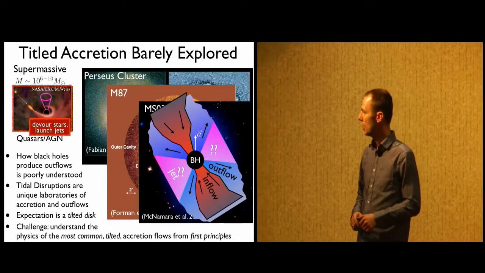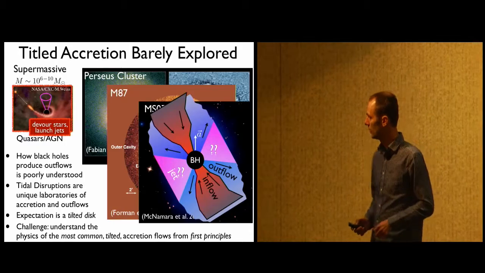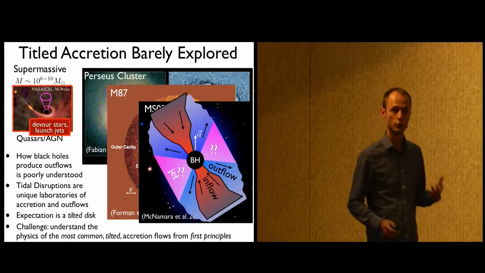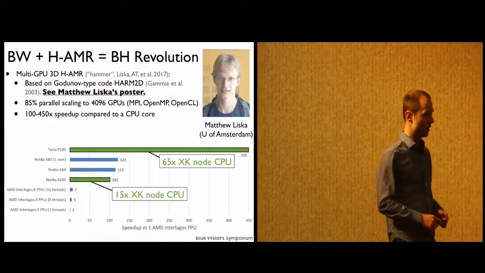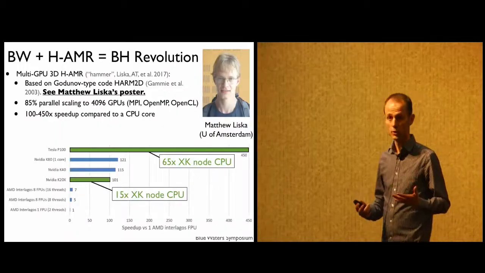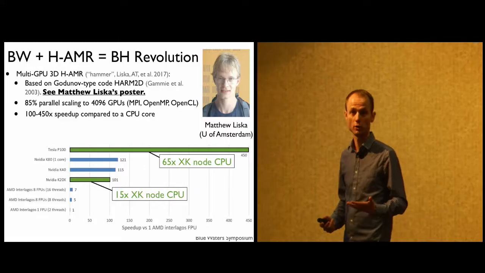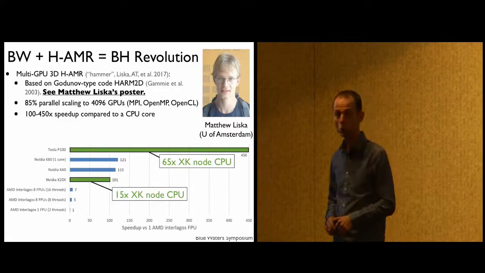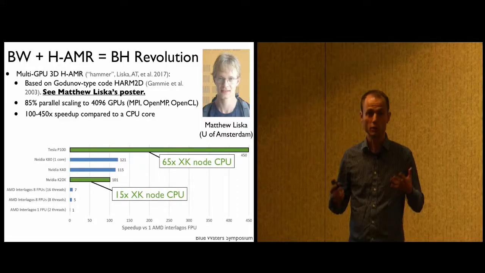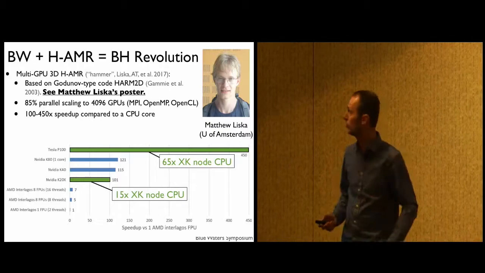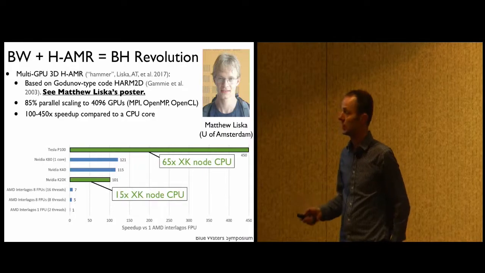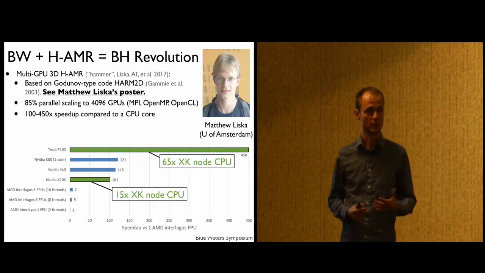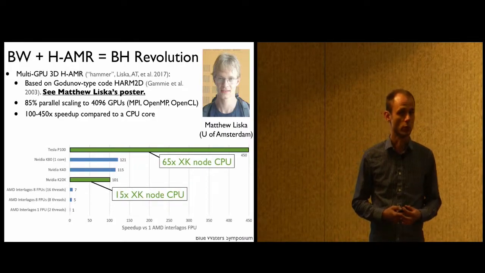accretion disks and outflows around the black hole, and we would like to do so from first principles without making almost any approximations. In order to do that, we undertake the numerical approach, of course, since this is the Blue Waters Symposium. In order to address these really hard problems, we developed a GPU-accelerated general relativistic magnetohydrodynamic code that we call H-AMR.